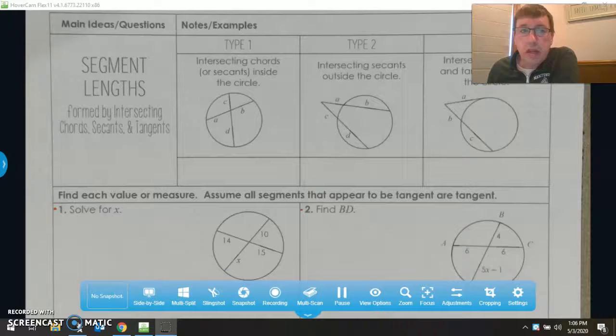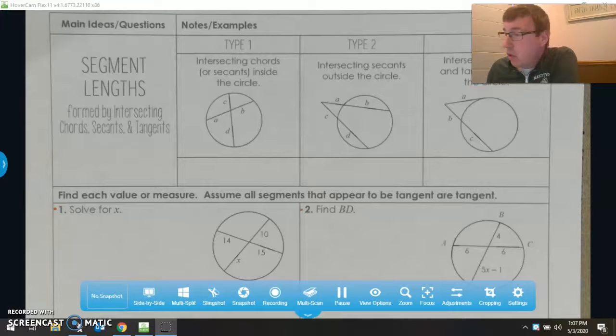Good morning, everybody. Today we're going to be talking about segment lengths when they're formed by intersecting chords, secants, and tangents. This first video we'll talk only about type 1. The second video, which I'm going to be doing probably on Tuesday, will cover type 2 and type 3. This is not hard. I think you'll be okay. Just be confident in what you are doing.